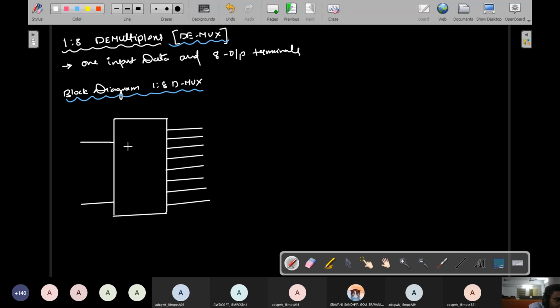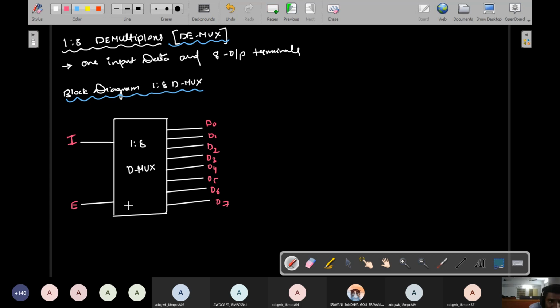So this is nothing but 1:8 demux. This is the input signal, I represent it in pink color, and this is called the enable condition. This is the input signal, capital I, the input selector, and these are the different output variables. So this is nothing but D0, D1, D2, D3, D4, D5, D6 and D7. So these are the 8 outputs.